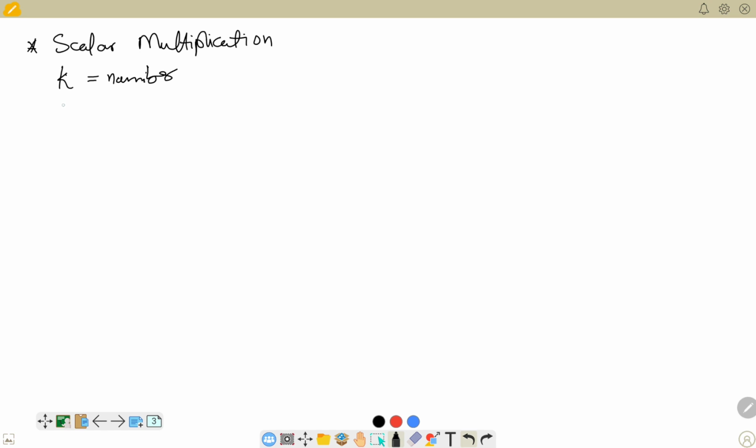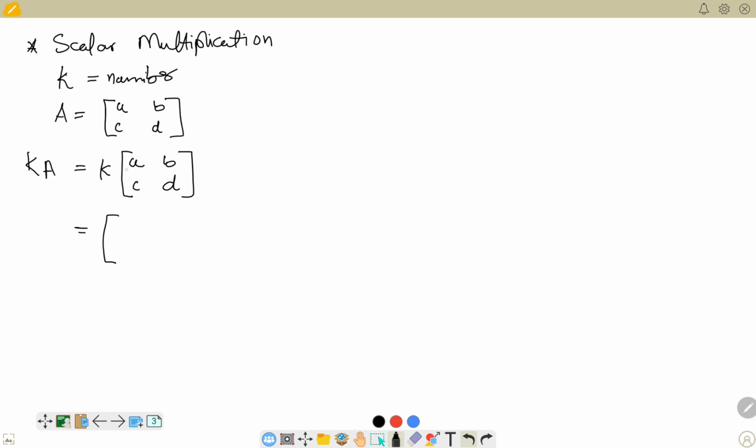So if we have matrix A, it has elements a, b, c, d. Multiplying by a scalar will multiply k by A. So it's actually k times A. Then it's going to be k, we can put it outside first, then a, b, c, d. So what we need to do, we multiply throughout the elements there in the matrix to get the final answer.